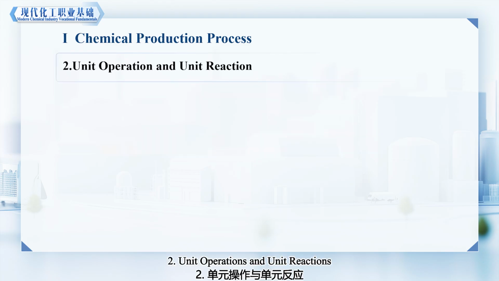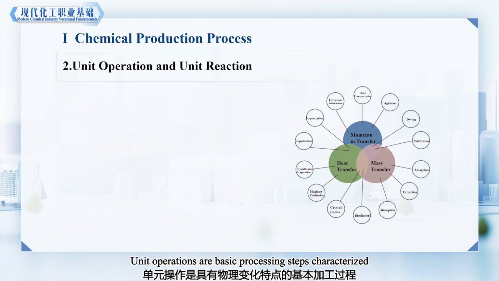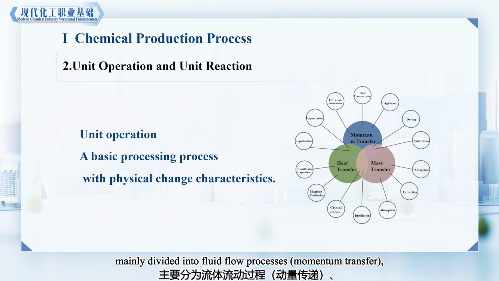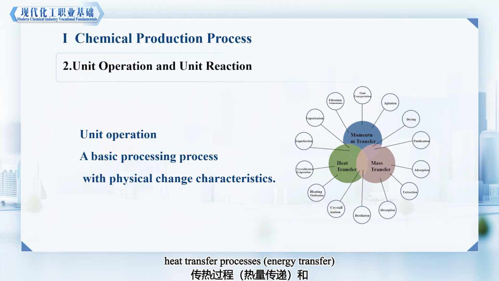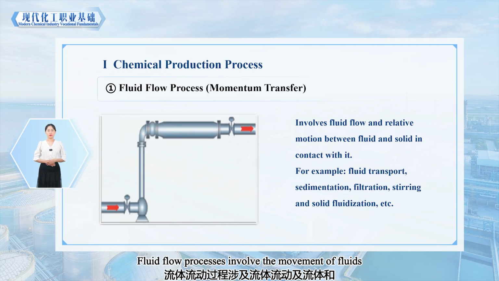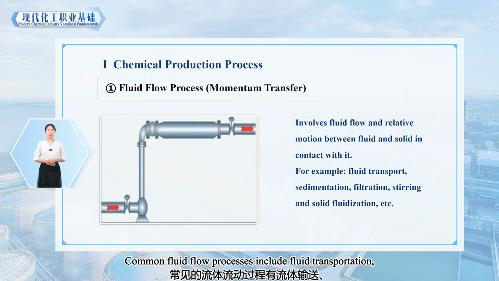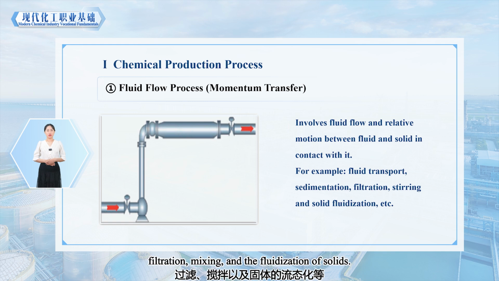2. Unit operations and unit reactions. Unit operations are basic processing steps characterized by physical changes, mainly divided into fluid flow processes, heat transfer processes, and mass transfer processes. Fluid flow processes involve the movement of fluids and the relative motion between the fluids and the solids they contact. Common fluid flow processes include fluid transportation, filtration, mixing, and the fluidization of solids.